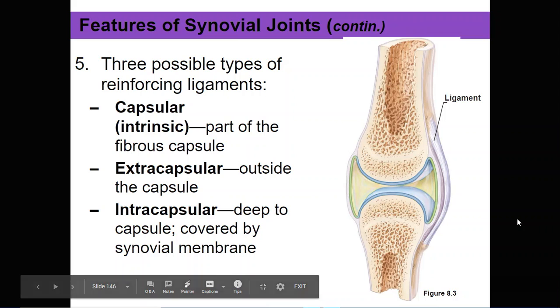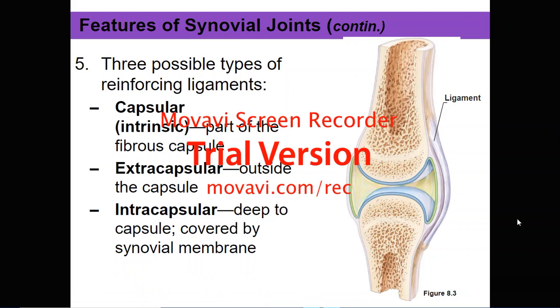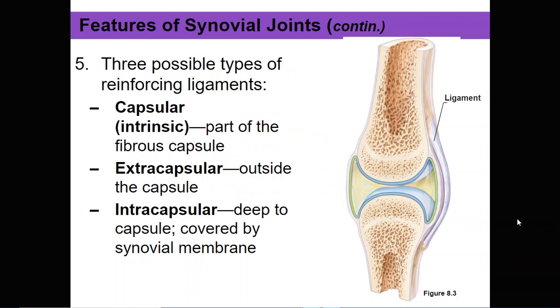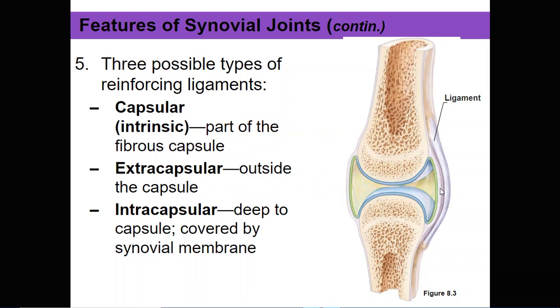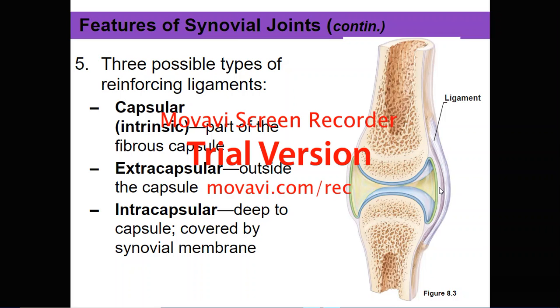The 5th feature of synovial joints, you have three possible types of reinforcing ligaments. So you have a capsular ligament, and essentially the capsular ligaments are usually thickened parts of the fibrous layer of the capsule. So the green is the synovial membrane. So external to the synovial membrane is your fibrous external layer. So that will be where the capsular ligaments, reinforcing ligaments will be found.